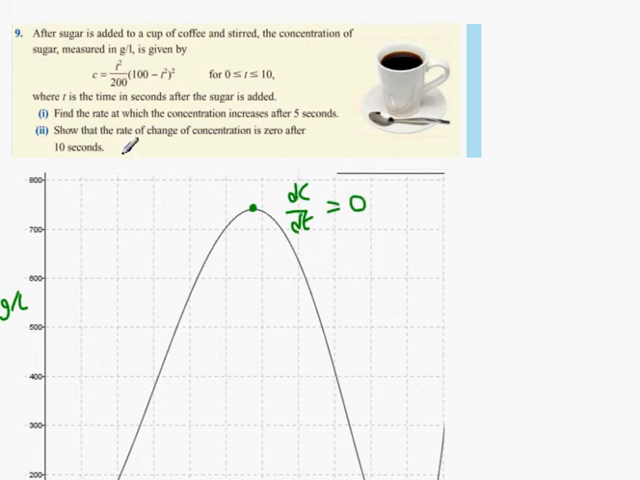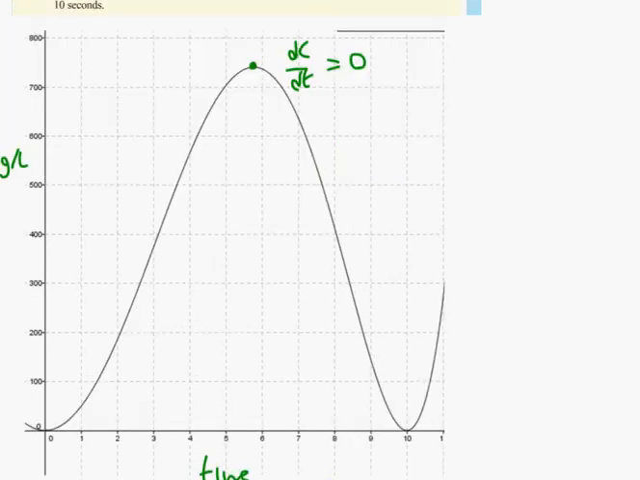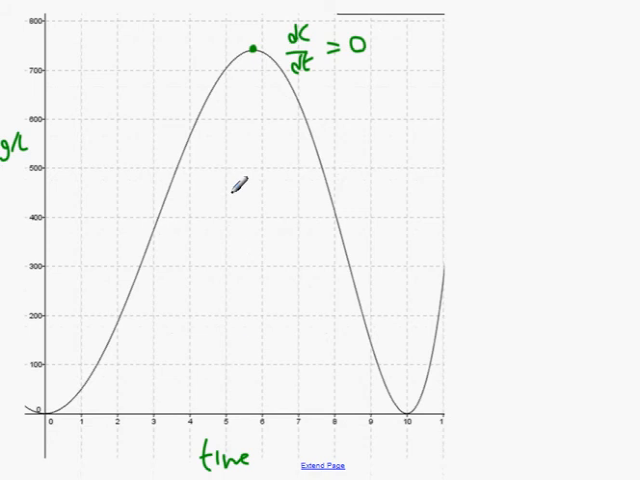Now, to find the rate at which the concentration increases after 5 seconds, you're on your way up. If you go to 5 seconds, 5 seconds is here. Would you agree with that? Yes. And what type of slope does it have? It has a positive slope.